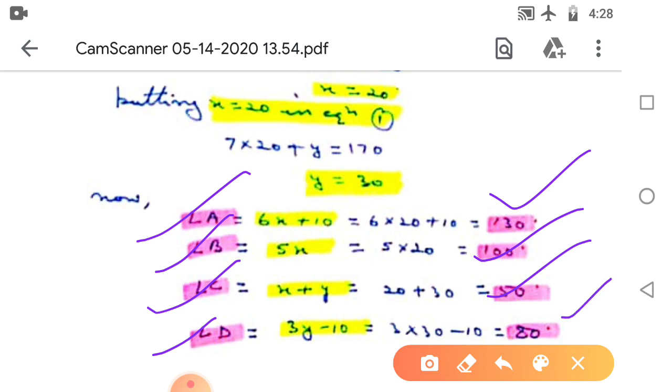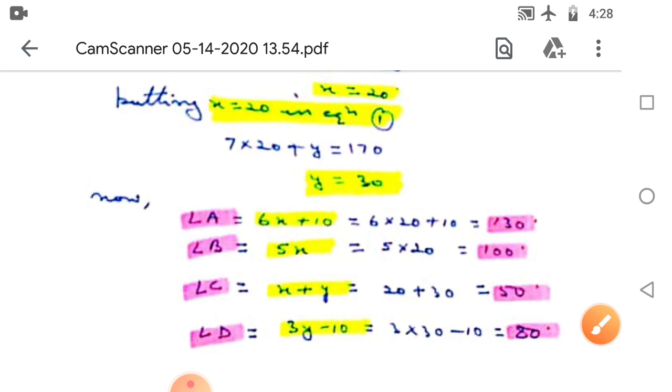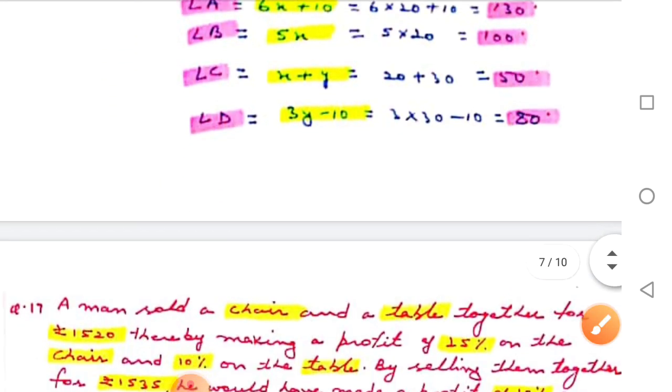So these are all the four angles of the cyclic quadrilateral. Right? Now come to question number 17.